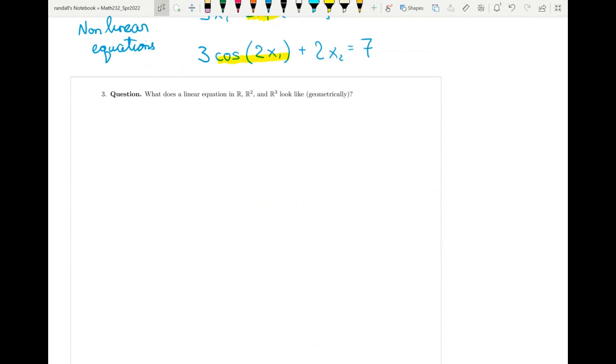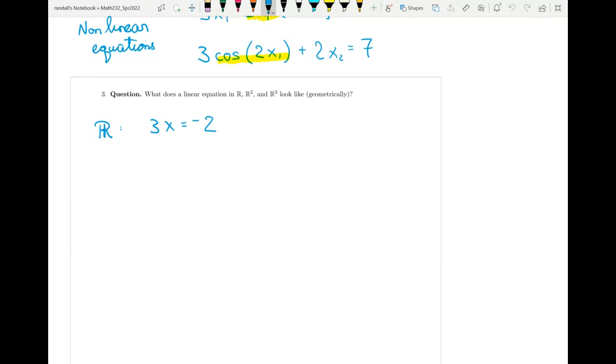You might ask, what are we trying to do when we look at an equation geometrically? We're going to make some interpretation of what this equation means. So in R, which means you have one variable, a linear equation could look like this. Here's an example of a linear equation in one variable. x is the variable, it's multiplied by a constant, and I put all the constants on the right and the variable on the left.